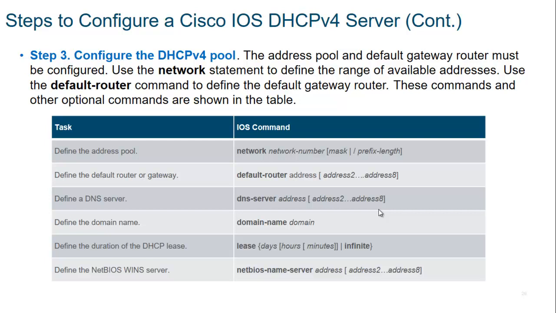One thing you have to understand: when you manually configure an IP address on a host, you have to put in the IP address, the subnet mask, and the default gateway. When this is done automatically, this information must be provided, and this is where you set it. You define the address pool, the default router or gateway, the DNS server address, the domain name, and the duration of the lease, whether it's days, hours, minutes, or infinite. These are the IOS commands that you use to do all of those.